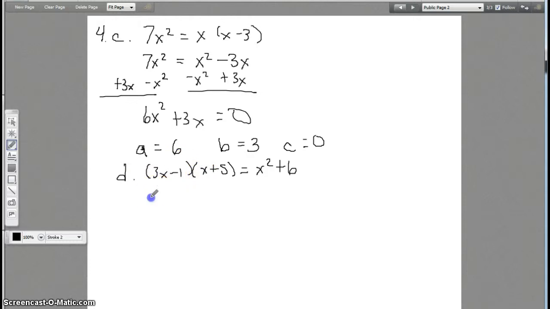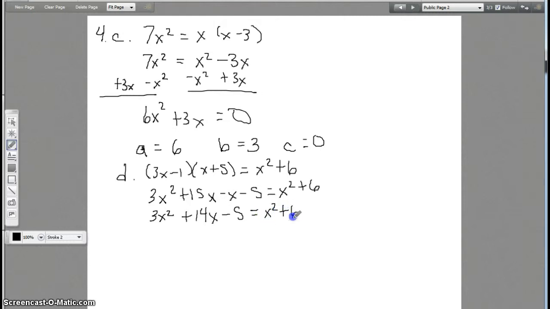3x times x is 3x squared. 3x times 5 is 15x. Negative 1 times x is negative x. And then negative 1 times 5 is negative 5. And that equals x squared plus 6. So on my left side, I have 3x squared plus 14x, because 15x minus x is 14x, minus 5 is equal to x squared plus 6.